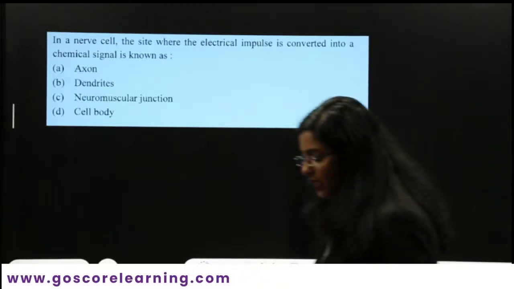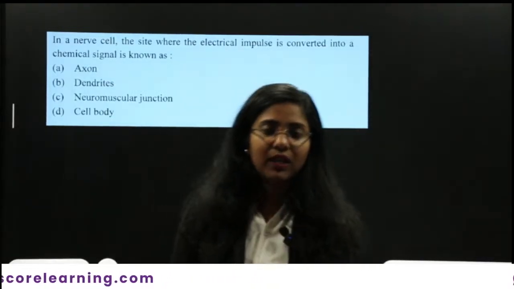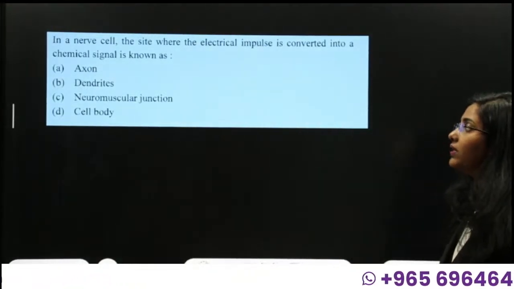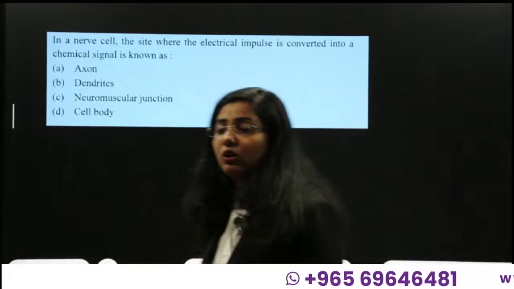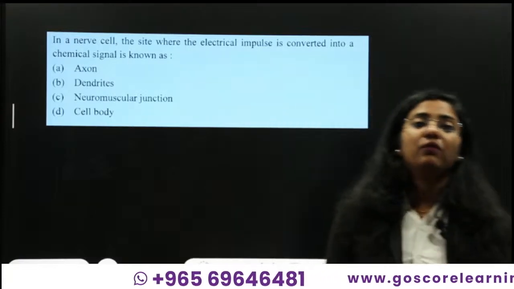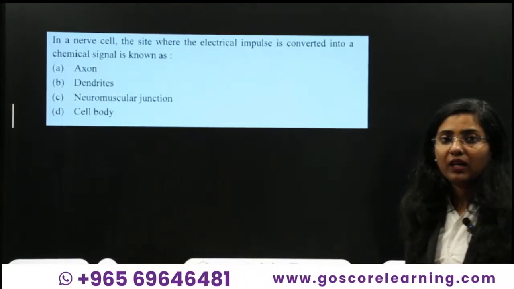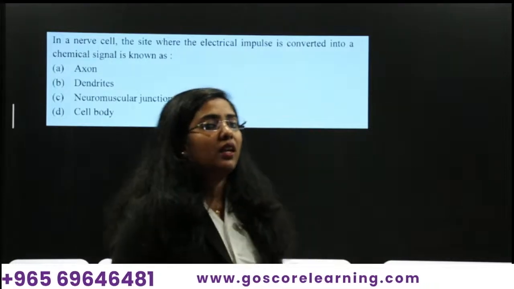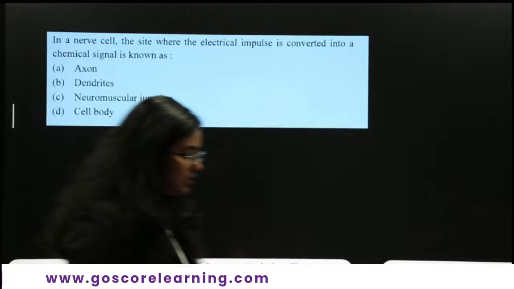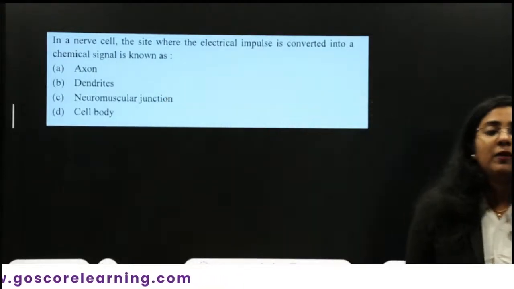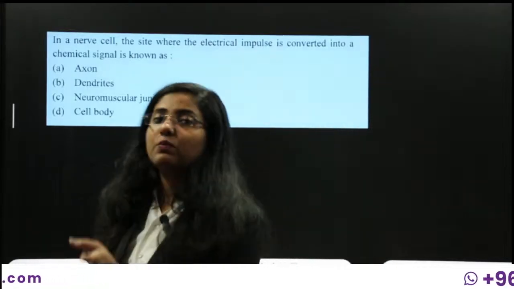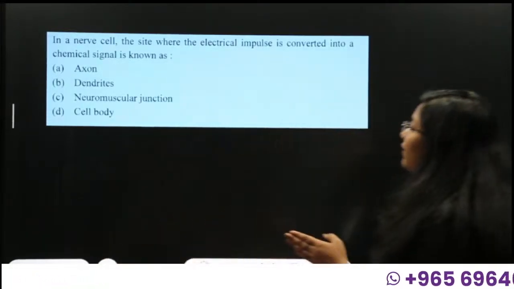You have learned in the second chapter, Control and Coordination, about the structure of a neuron. So what are the different parts of the neuron? First, we have the dendrites. The next part is the cytoplasm or cell body, and inside the cell body there is a nucleus. Then comes the axon, which has the axon terminal where the synapse is present. These are the different regions of the nerve cell.